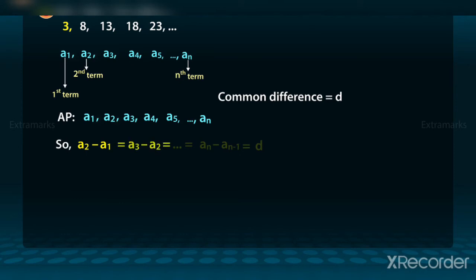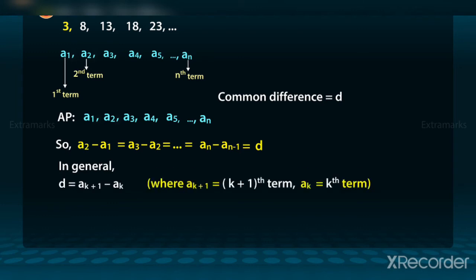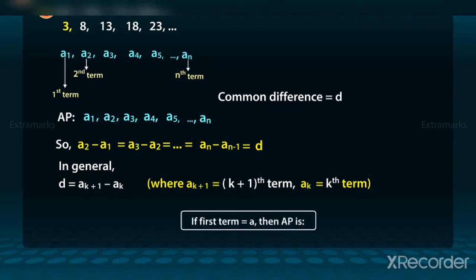So a2 minus a1 is equal to a3 minus a2 is equal to an minus an minus 1 is equal to d. In general, we have d is equal to ak plus 1 minus ak, where ak plus 1 and ak are the k plus 1th and the kth term respectively. Also, if first term is denoted by a, then the standard form of an arithmetic progression is a, a plus d, a plus 2d, a plus 3d, and so on.